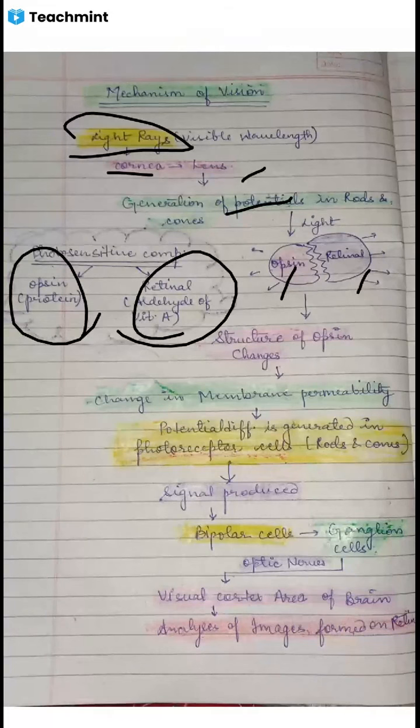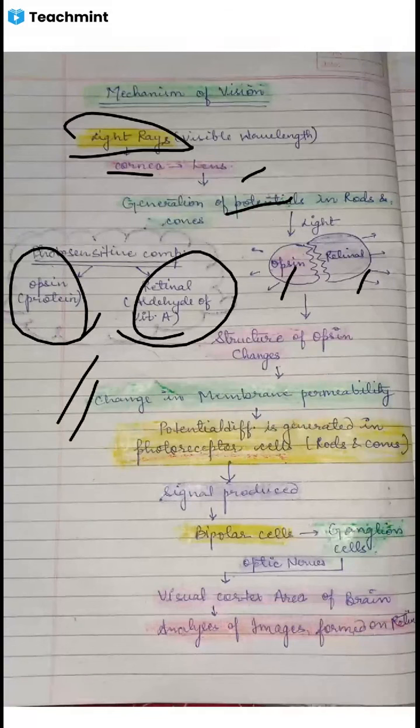Now when they dissociate, opsin becomes separate. When opsin is separated, there is a change in the structure of the opsin. As soon as the structure of opsin changes, there is a change in the membrane permeability as well. As soon as there is a change in membrane permeability, a potential difference is generated in the photoreceptor cells, that is your rods and the cones.